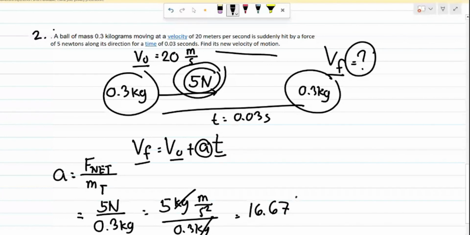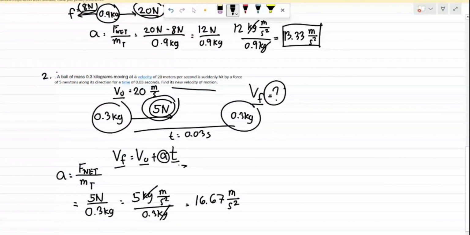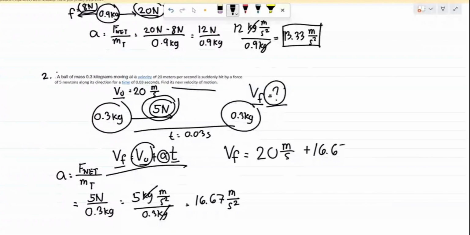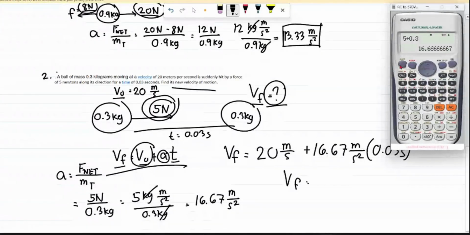16.67. Of course, the unit is what? Meter per second squared. So ngayon guys, na nakuha na po natin yung ating acceleration, we can now substitute dito sa ating equation. So to find the velocity after the time of 0.03 seconds, so V sub F is equals to, ano po ang ating V sub O? Given po yan, that is 20 meters per second, plus yung ating po acceleration, 16.67. So makikistore po ng values natin. So this is in meter per second squared multiplied by the time of 0.03 seconds. So therefore, by using your calculator po, sabay po kayo. Store A ko lang po ito.